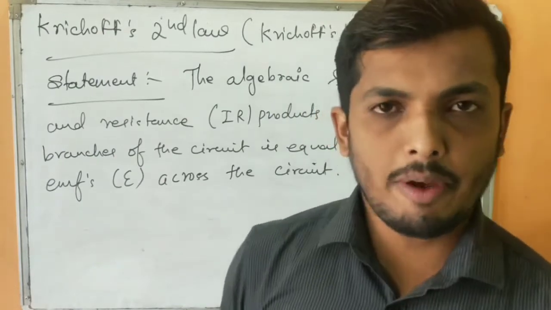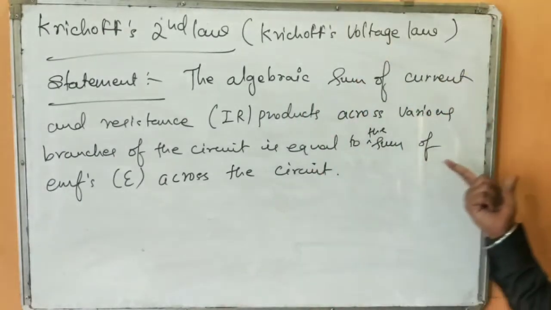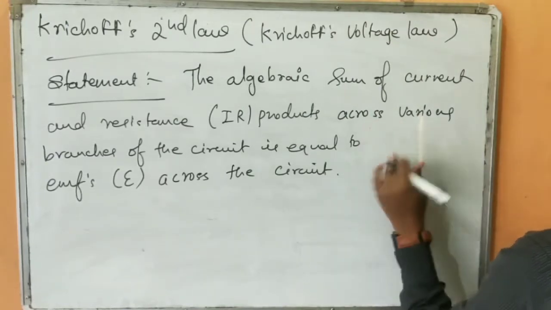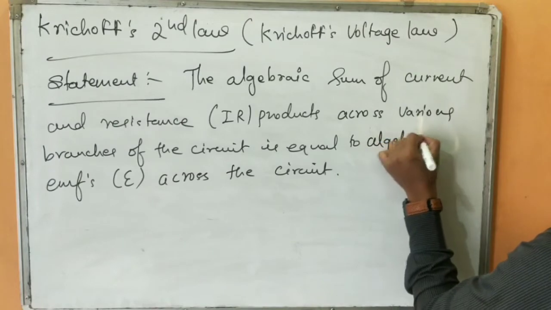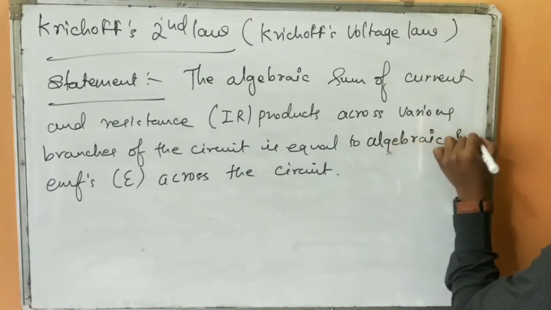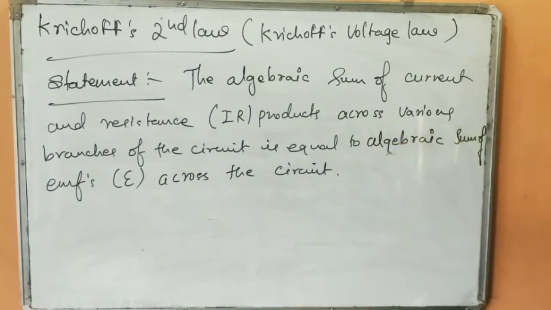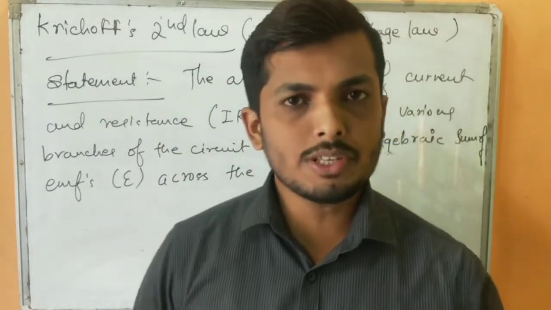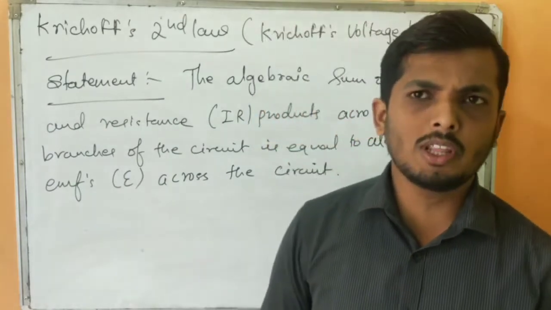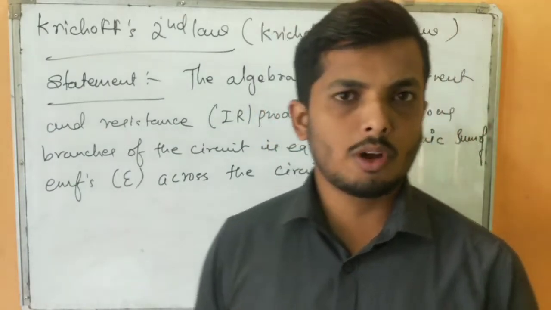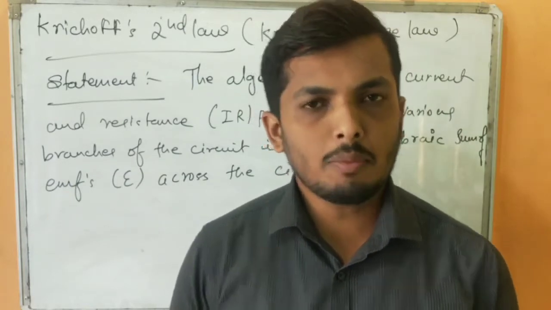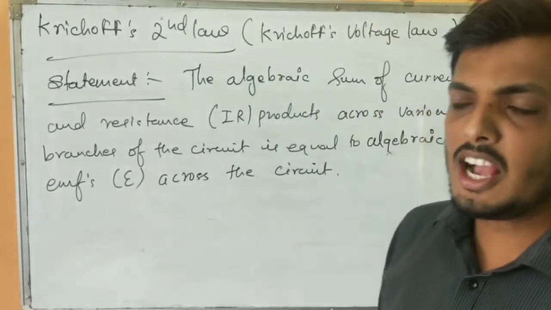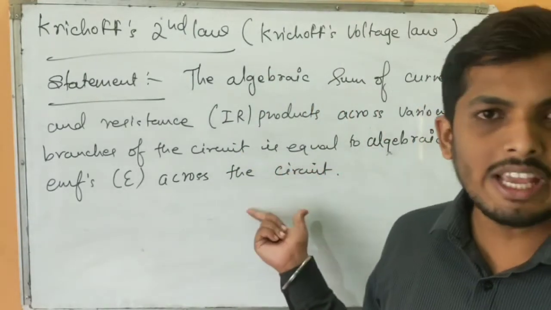Or the algebraic sum of the IR products is equal to the algebraic sum of EMF. So it's a very simple law to understand. Whenever I talk about IR, you remember Ohm's law, where V is equal to IR. So indirectly I'm talking about the voltage itself. The algebraic sum of the IR products, if I take the IR products in the various branches of the circuit.